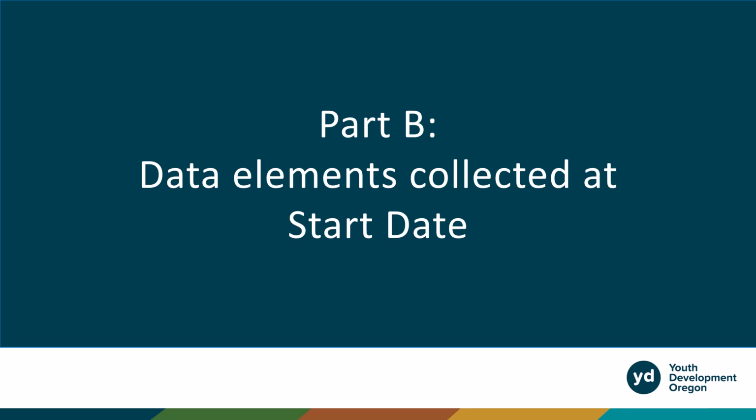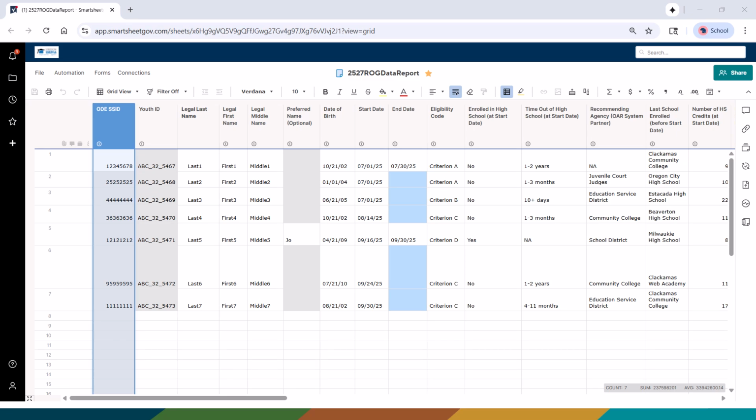Part B, let's look at data elements collected at start date. Here on the sample data report, you first see that there are two ID columns. And so if you are a school or ESD, you are required to complete the first ID column with the ODE Secure Student Identifier Code.